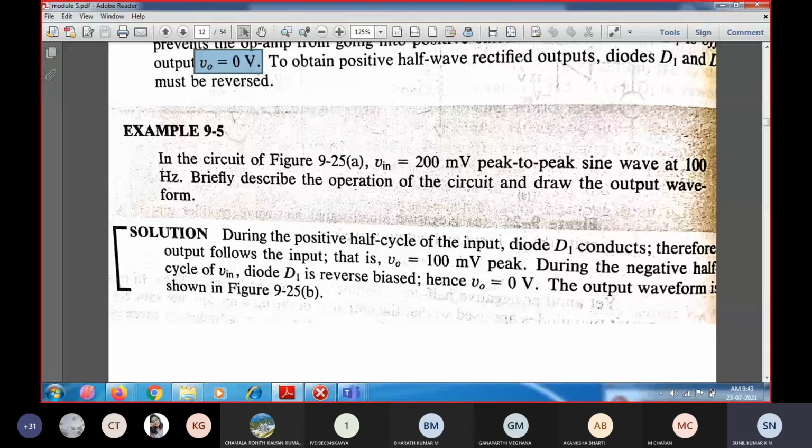In the circuit figure 9.25, V in is equal to 200 millivolt peak to peak. So that is the half wave small signal rectifier. V in is equal to 200 millivolts peak to peak, meaning 100 millivolts during the positive direction and 100 millivolts during the negative half wave. A sine wave at a frequency of 100 Hz has been given. Draw the operation of the circuit and draw the output waveform.